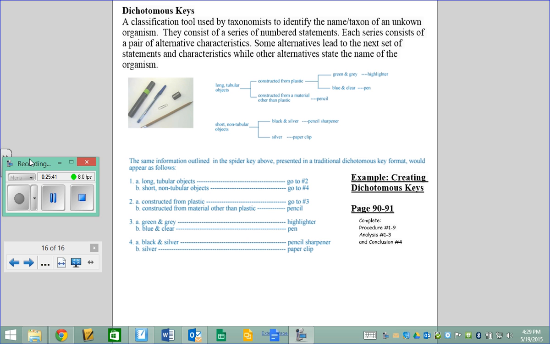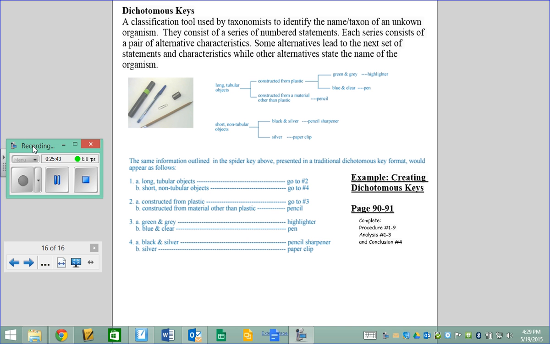Now the last thing that's in this section is the idea of a dichotomous key. A dichotomous key is a classification tool. So it's a way that a taxonomist, someone who studies taxonomy, would go about classifying an organism. And like I mentioned before, we're dividing things constantly in two. Di means two. So we're making a series of questions that can constantly divide a group of organisms into two.